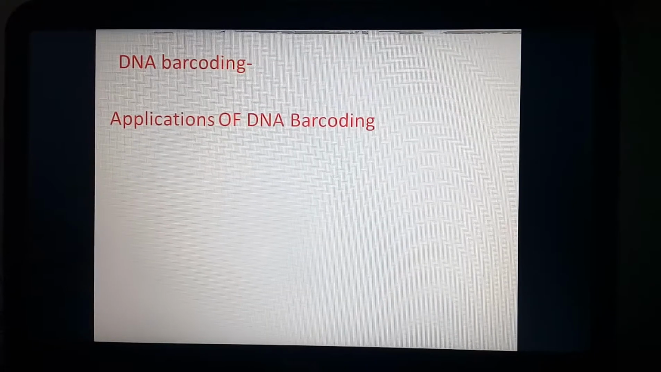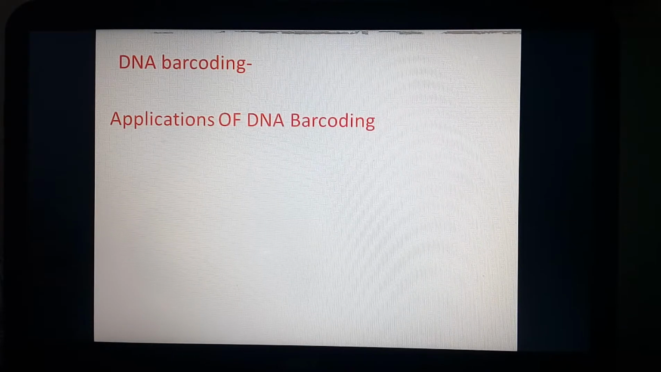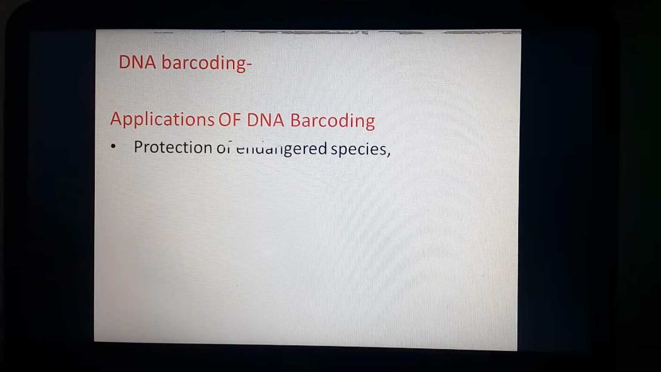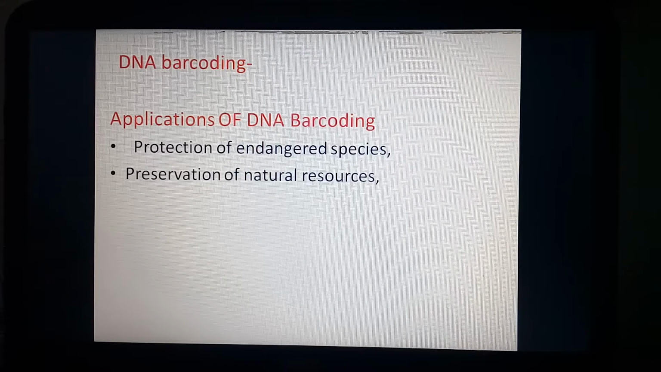What are the applications of DNA barcoding? DNA fingerprinting, which we discussed previously, is nowadays helpful to identify a person on a molecular basis to solve crime cases. But here, what does it help with? It helps in the protection of endangered species. It helps in the preservation of natural resources.